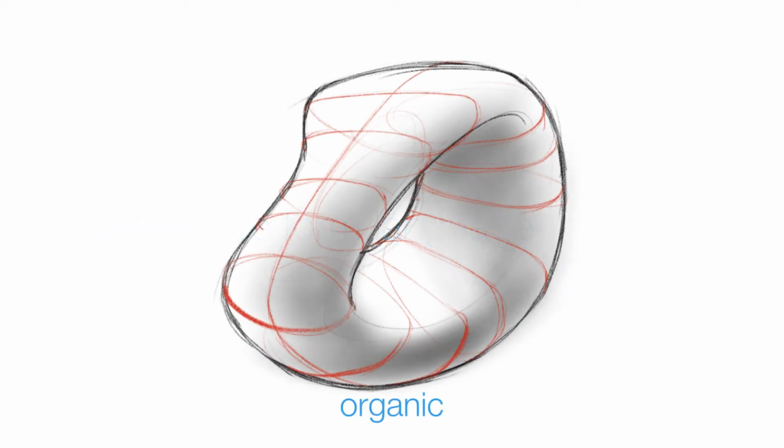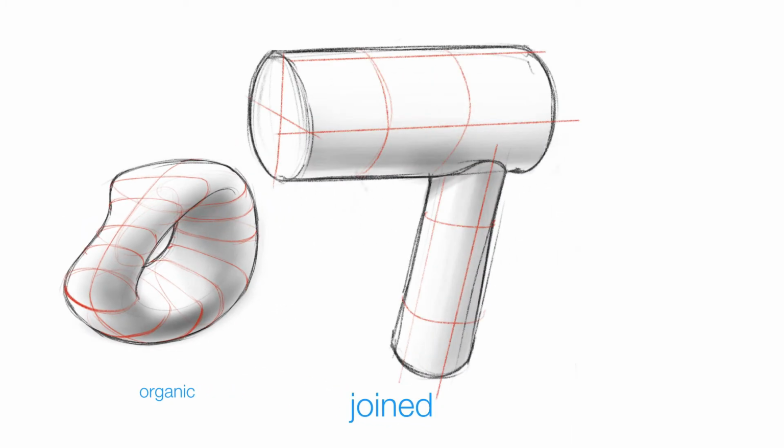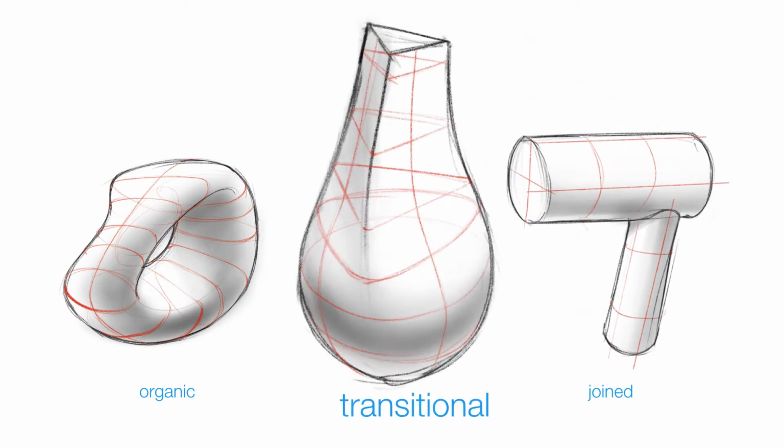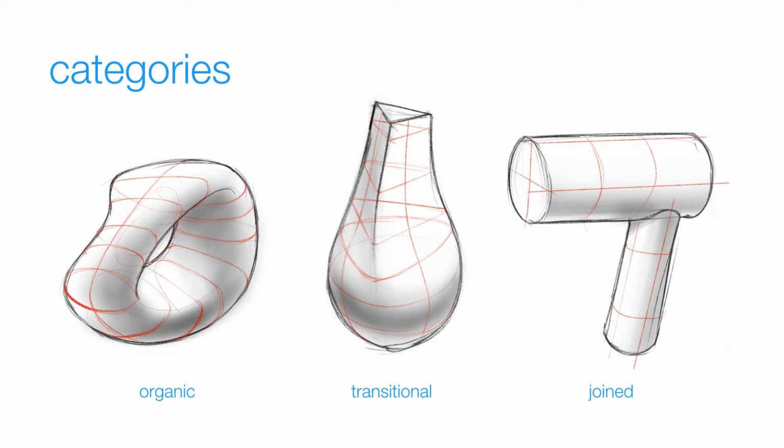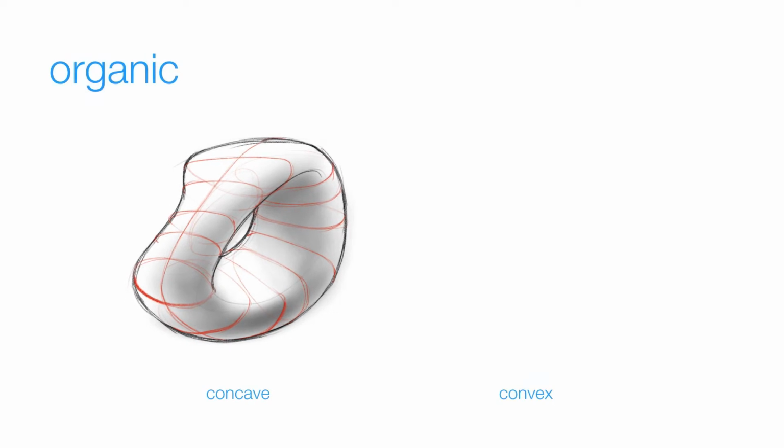Let's start with some of the basic classifications. Organic forms, joined forms, two identifiably different shapes joined together, and transitional shapes, two identifiable shapes that merge together to create a seamless integrated whole. So these three categories are useful ways of looking at what we can see in front of us. Let's talk a little bit more about each of them.